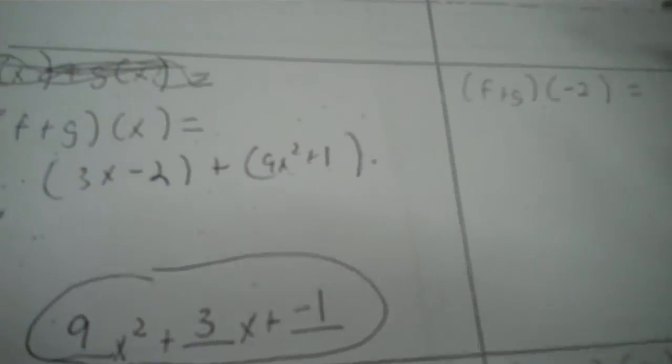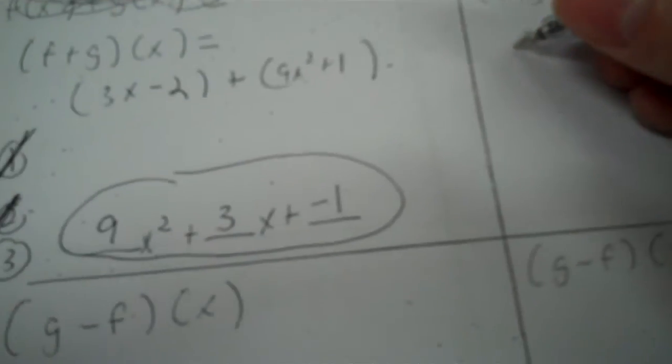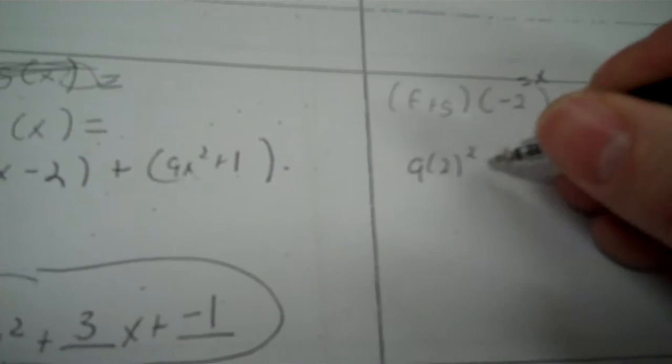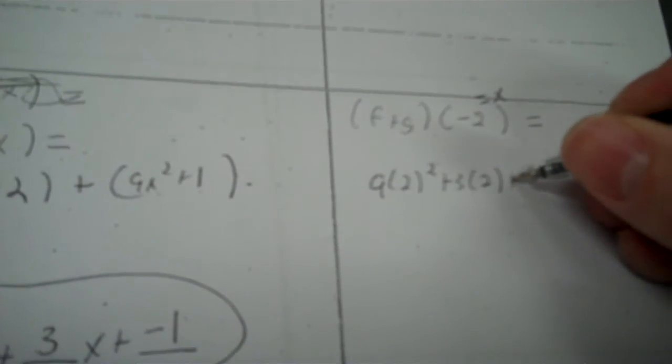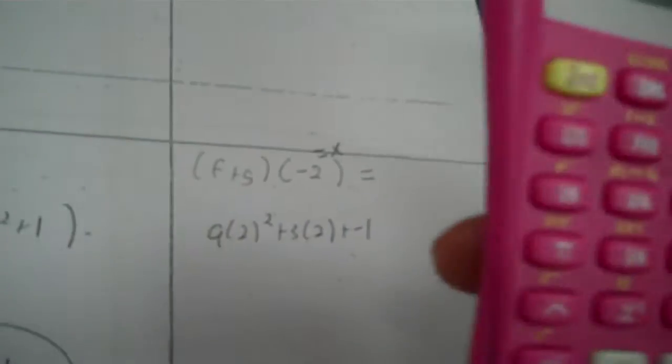plus negative 1. Now, if f plus g of x equals this expression here, f plus g of negative 2 means I can just put negative 2 in for all my x's in that expression. So I'm going to have 9 parentheses 2 to the second plus 3 parentheses 2 plus negative 1. And then I can simplify that on a calculator. So I go 9 parentheses 2 to the second power plus 3 parentheses 2 plus negative 1. Okay, that gives me 41.